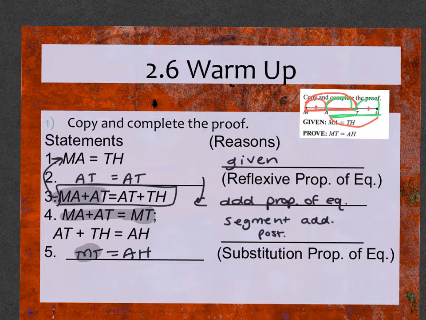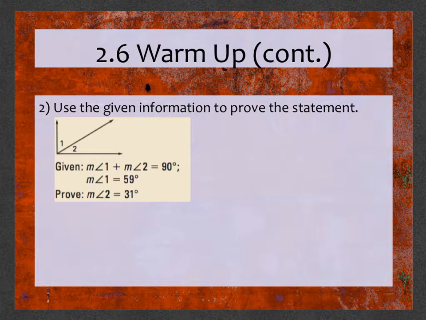And then here we said that equals AT plus TH. And here we said AT plus TH equals AH. So we replaced that with the AH. That's substitution. All right, this one says, use the given information to prove the statement. There's no statements here. This is so scary, right?